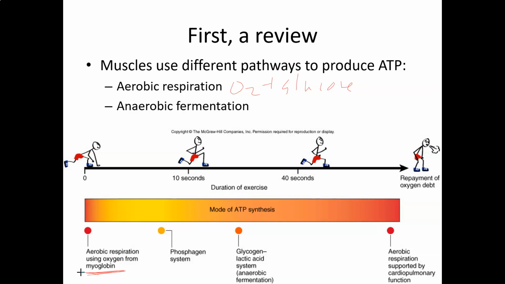Now, if you get up right now and you just ran out of the room, dead sprint, people would be staring at you, running down the street. You're going to burn through that ATP and that oxygen in myoglobin in about 2, maybe 4 seconds, at which point you'll start seeing ATP that's made by a different system called the phosphagen system.